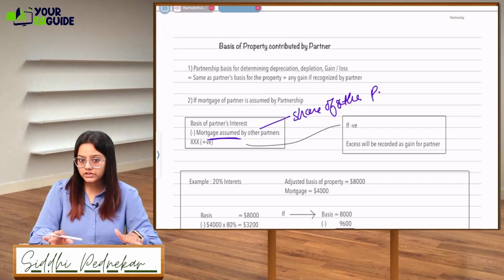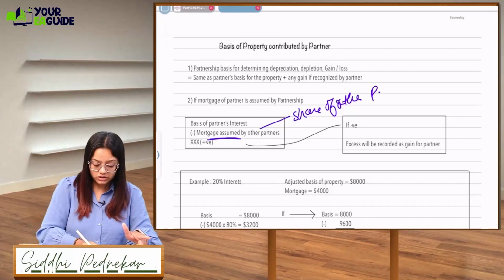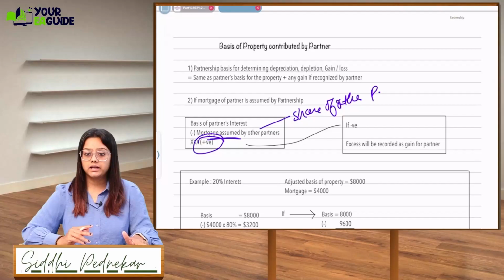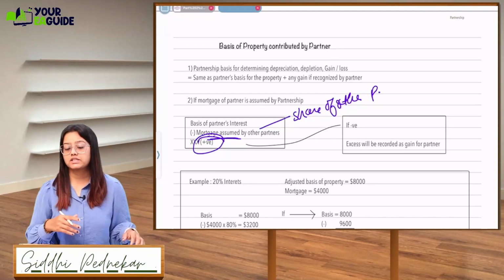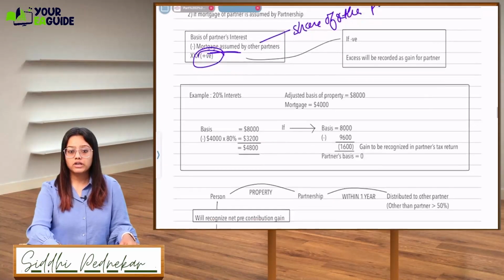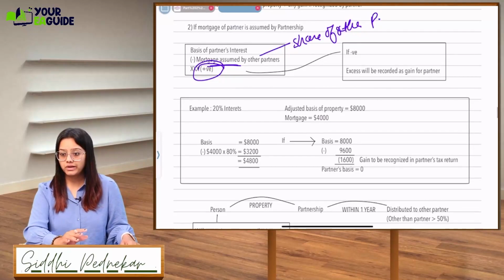If it's a positive, then you'll have to consider it directly as a basis. If it's a negative, the excess will be recorded as a gain. Okay, so here are a few examples. Let's do it very quickly.